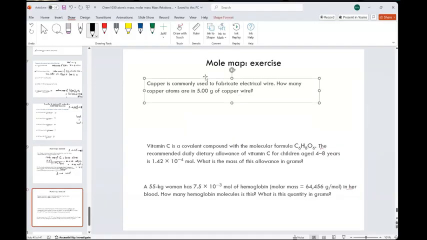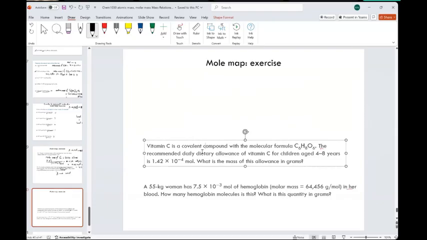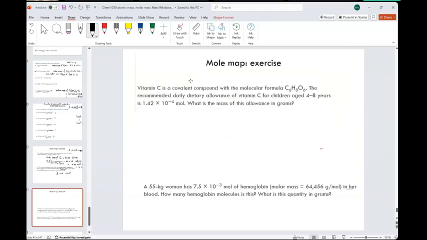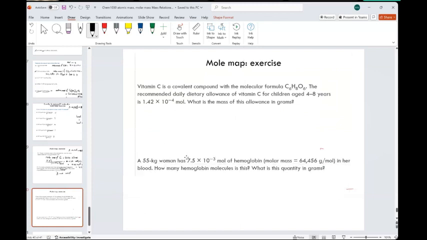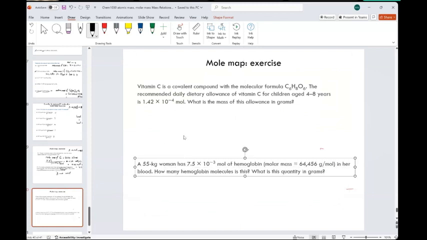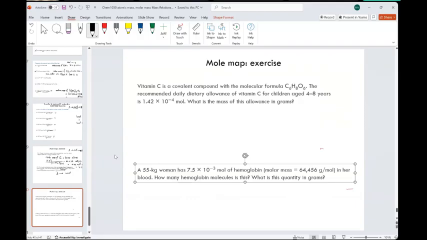We are doing a lot of exercise because we need to really understand. This is very important, not just for this chapter. The next few chapters also use this concept. Mole concept is everywhere in chemistry. Molar mass, moles, Avogadro number, grams to moles, moles to grams, grams to number of molecules, grams to number of atoms. These are very, very important.